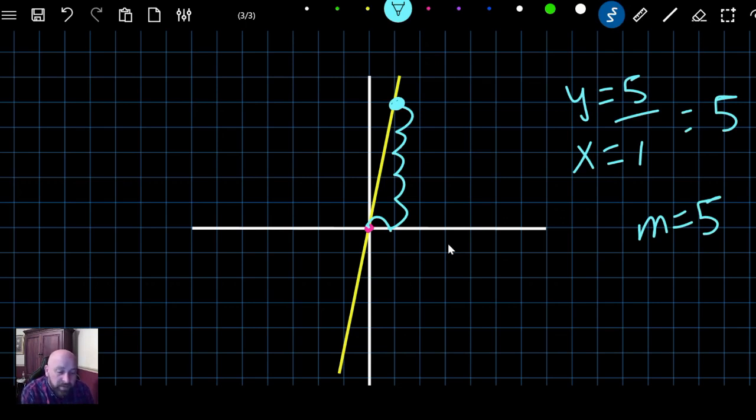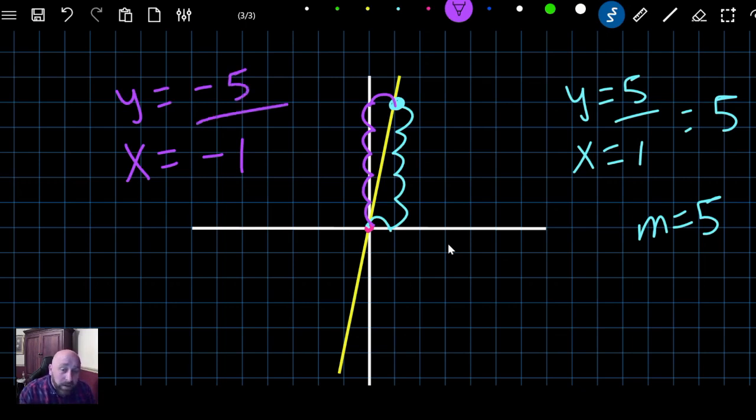But watch what happens if I go the other way. Now I'm going to start with this point up here, and I'm going 1 to the left. So now my x equals negative 1 because I'm going to the left. And now I'm going to go down 1, 2, 3, 4, 5. So now my y equals negative 5 because I went down, so it's negative. Now look at this fraction. I have negative 5 over negative 1. What are our rules about negative and positive numbers?